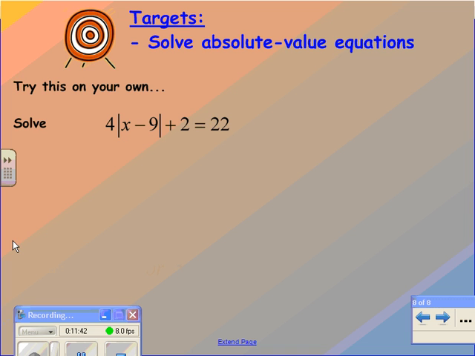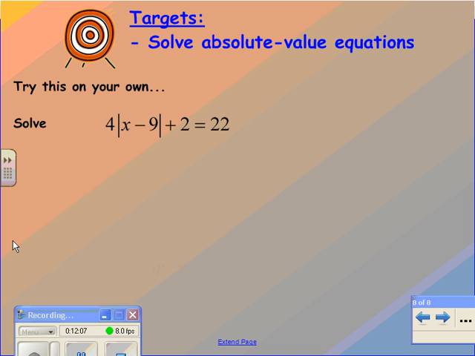So there's one more problem here. I want you to try this one on your own in your notes. We want to solve 4 times the absolute value of x minus 9, plus 2 is equal to 22. So try this on your own. I'll give you a few minutes to work on it. As a matter of fact, it'd probably be good if you hit the pause button right now and take some time just to look at it and work at it.